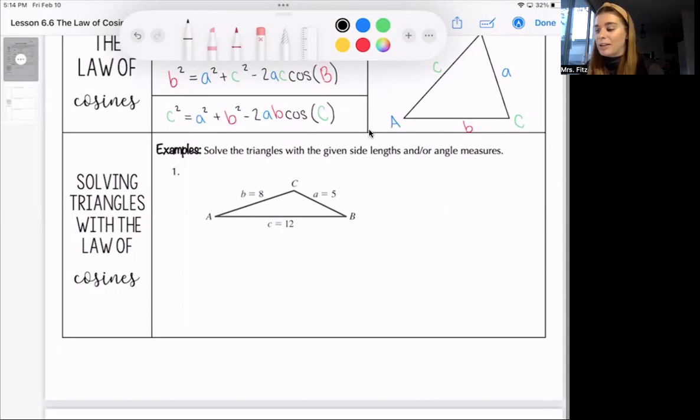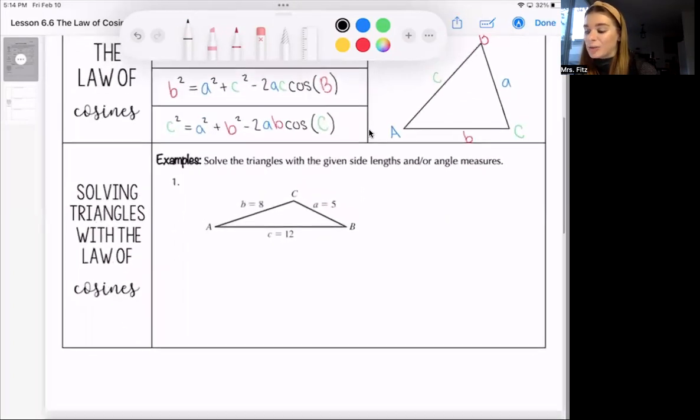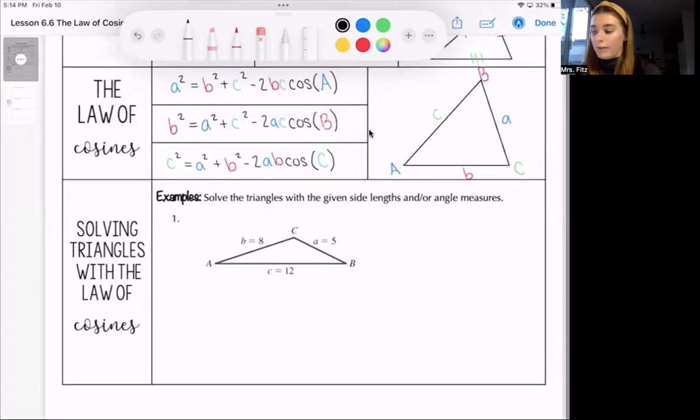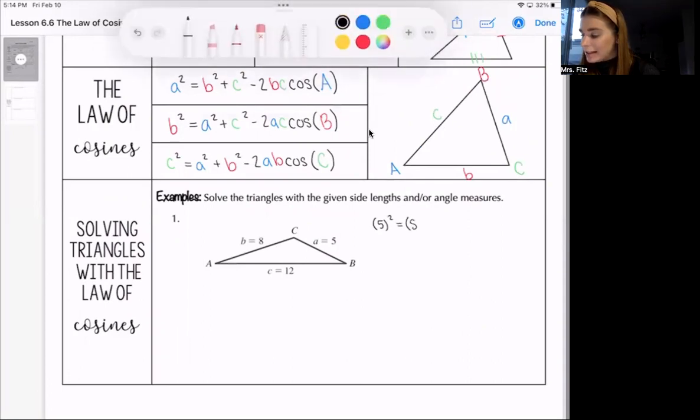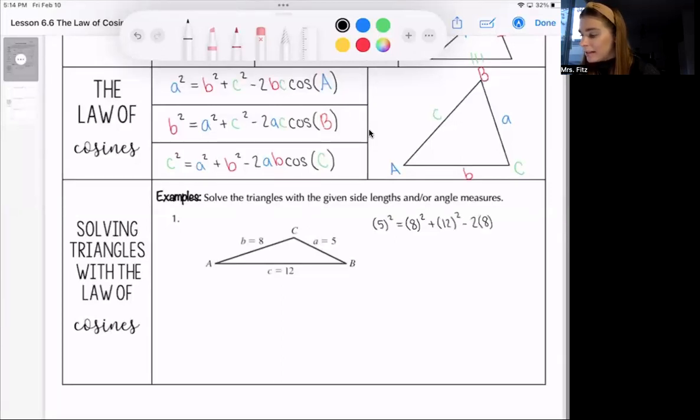I think I'm going to go ahead and solve for angle A first, which means I'm going to use the first version of the formula. Well, a is 5, so I'm going to plug that in as 5 squared equals b is 8 squared plus c, which is 12 squared, minus 2 times 8 times 12 times cosine of, and we don't know A, so just capital A for right now.